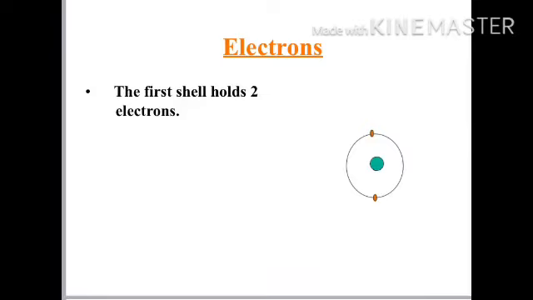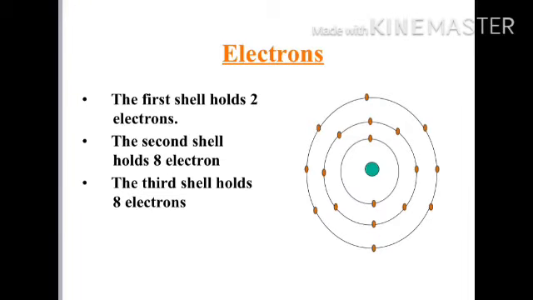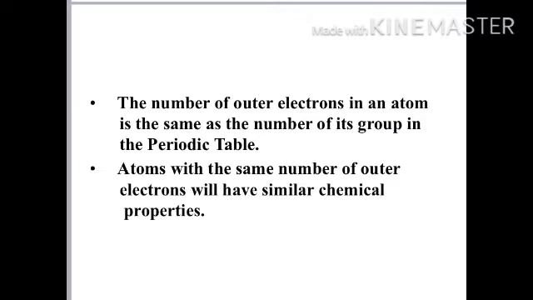Dear students, now you can see an electronic configuration. This is the structure of an atom. The center is a nucleus and it has a shell. The first shell holds maximum of 2 electrons. And the second shell, as you can see in this image, can hold maximum of 8 electrons. The number of outer electron in an atom is same as number of its group in a periodic table. Atom with same number of outer electrons will have similar chemical property.